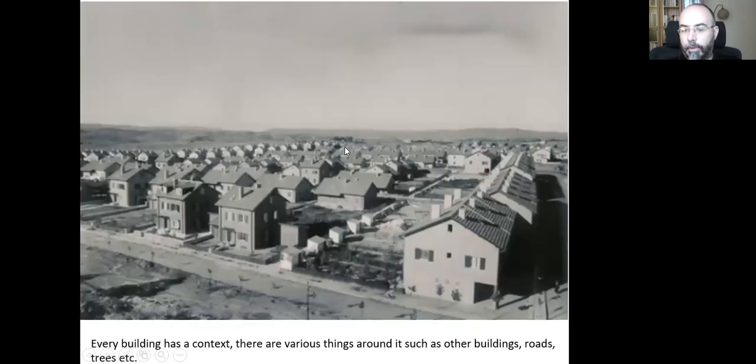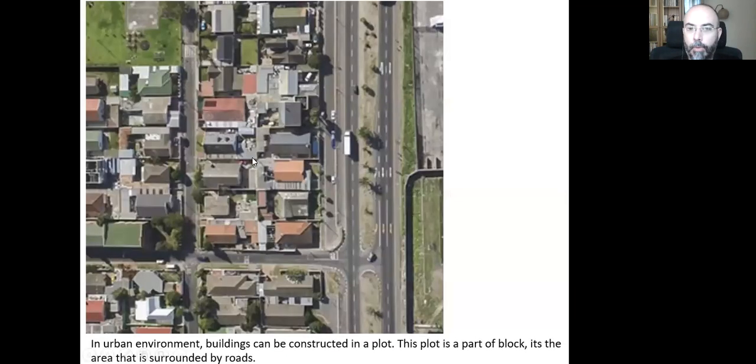And every building has a context. There are various things around it, such as other buildings, roads, trees, other plants, people, bridges, things like that. The properties, the objects that belong to the natural environment or a man-made environment, the things that have been made by other people previously. So when we look at an urban environment from above, this is what we are going to see mainly.